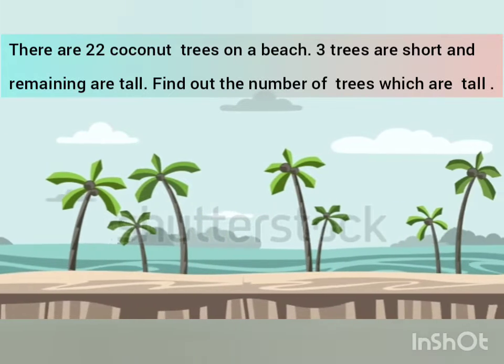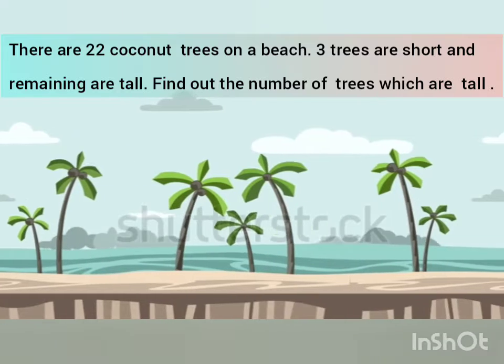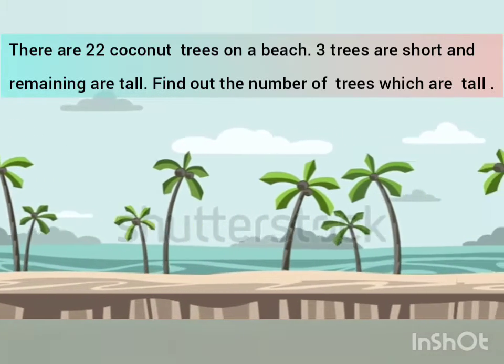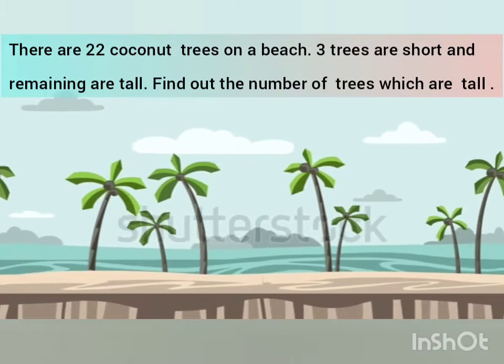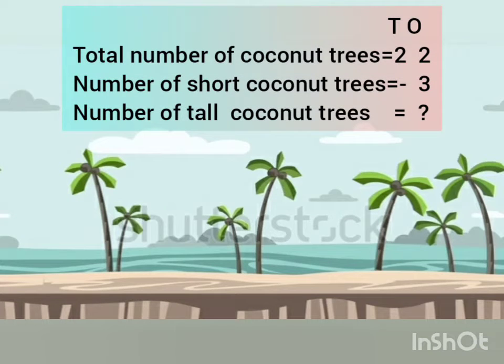There are 22 coconut trees on a beach. 3 trees are short and remaining are tall. Find out the number of trees which are tall. Kids, total number of coconut trees equals 22 and number of short coconut trees equals 3. And to find out the number of tall coconut trees, we need to subtract 3 from 22.